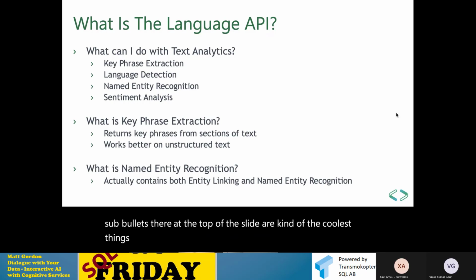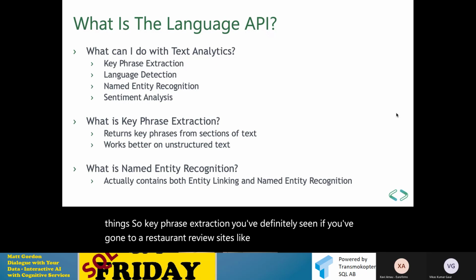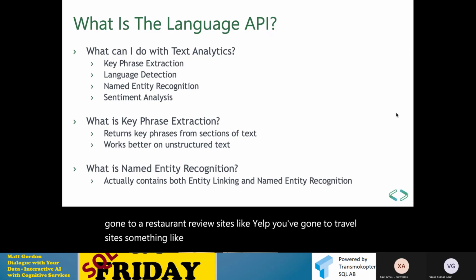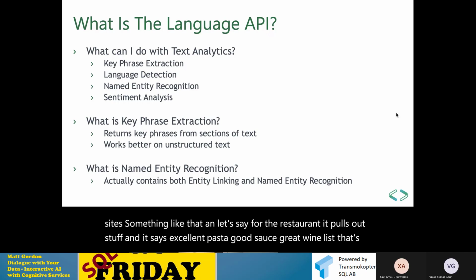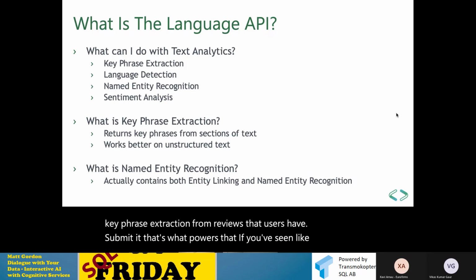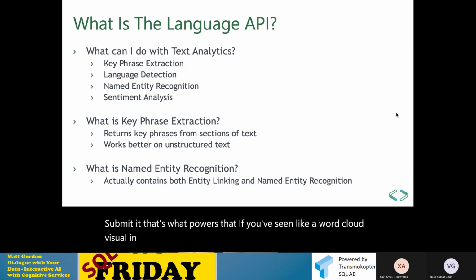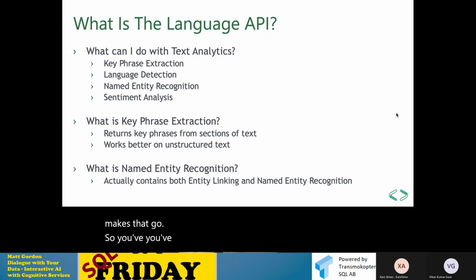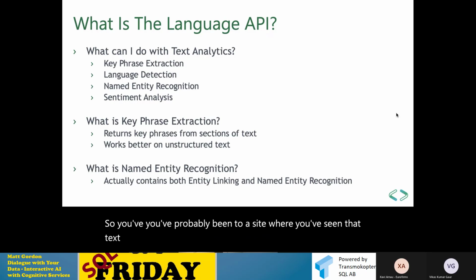So key phrase extraction, you've definitely seen. If you've gone to a restaurant review site like Yelp, or travel sites, something like that, and let's say for the restaurant it pulls out stuff and says excellent pasta, good sauce, great wine list. That's key phrase extraction from reviews that users have submitted. That's what powers that. If you've seen a word cloud visual in Power BI or something else, key phrase extraction is what makes that go. So you've probably been to a site where you've seen that. Text analytics in the language API is what likely makes that go.